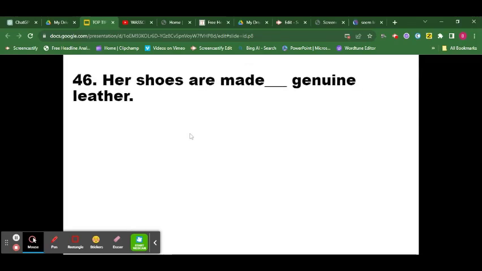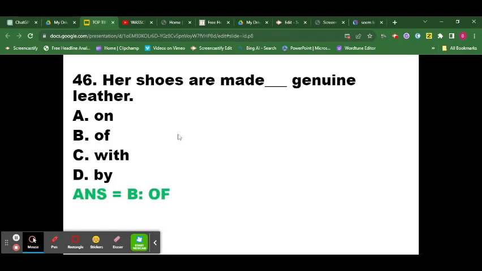Question number 46. Her shoes are made blank space genuine leather. This is a test of the correct preposition. A, on, B, of, C, with, D, by. The correct option is B, of. Her shoes are made of genuine leather.